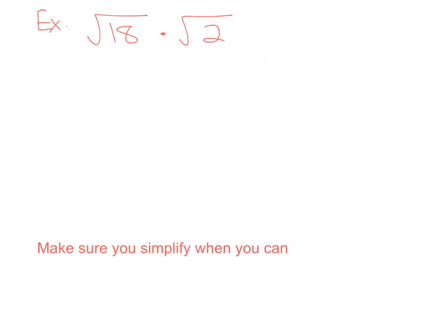All right, so here we've got the square root of 18 times the square root of 2. I could simplify the square root of 18 as my first step, or I can go immediately into multiplying. When I multiply them, I get the square root of 36. And as I put down here, make sure you simplify when you can. Well, the square root of 36 is simply 6. So my final answer for this one would be a 6.